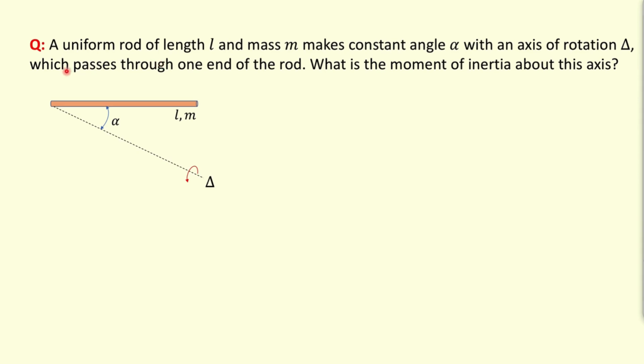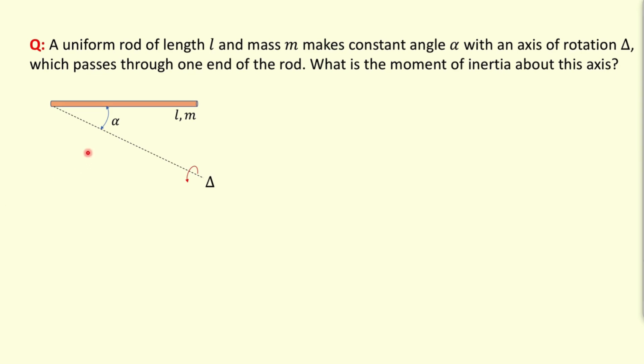We are going to answer this question. A uniform rod of length L and mass m makes constant angle alpha with an axis of rotation delta. Here is the rotational axis, which passes through one end of the rod. What is the moment of inertia about this axis?